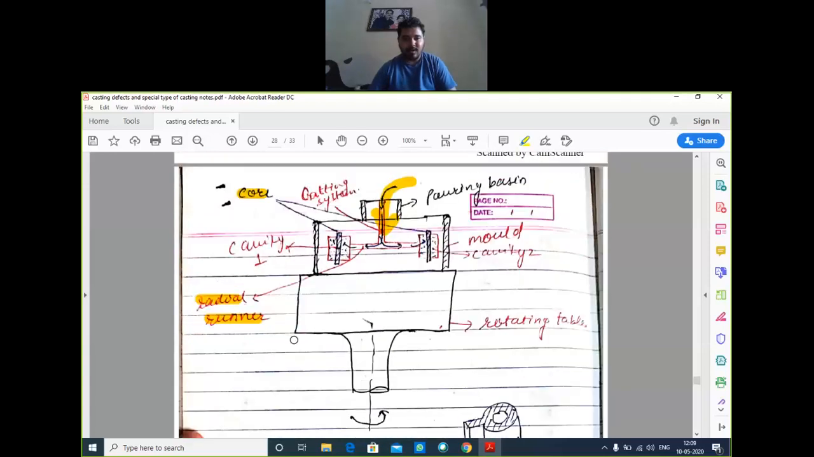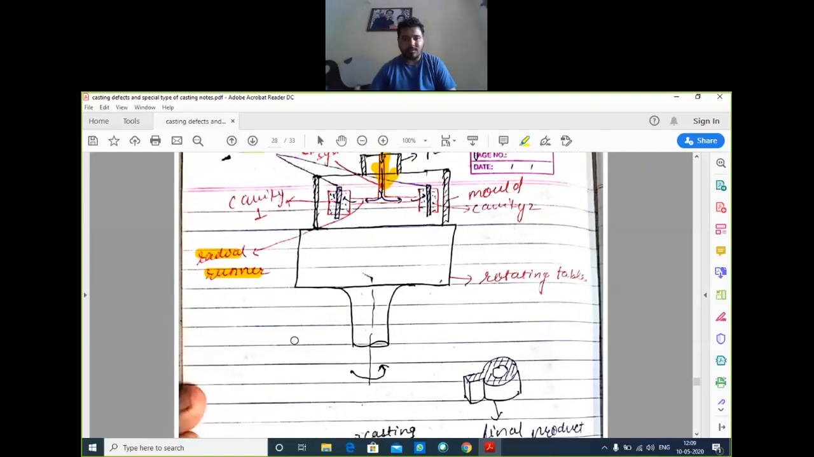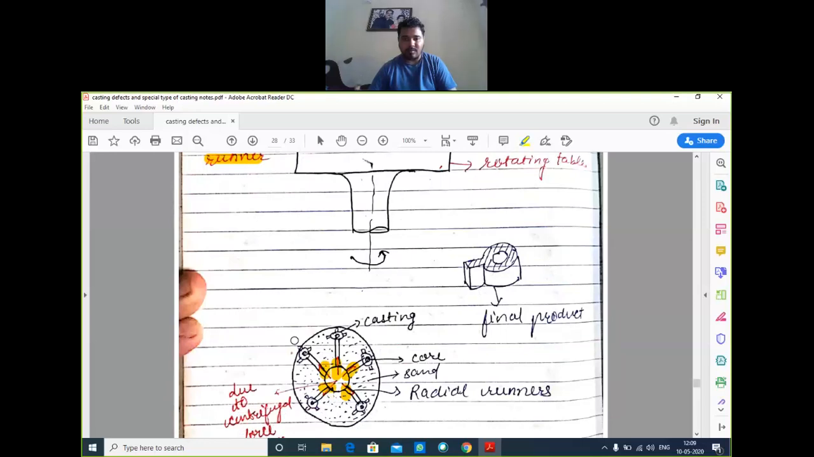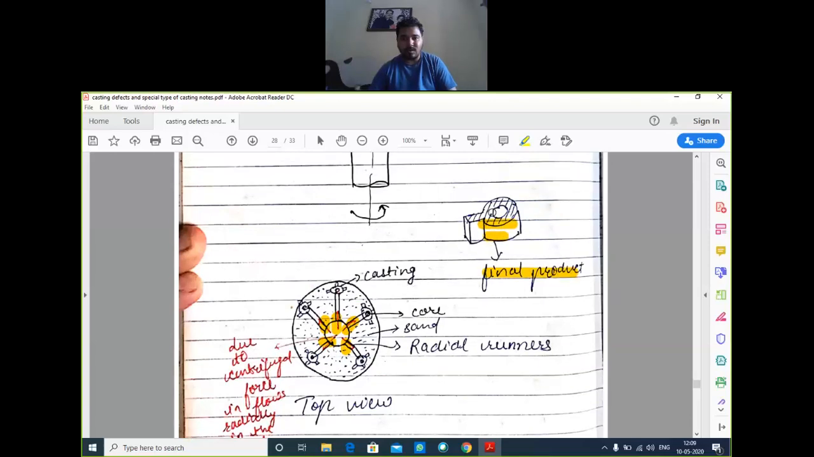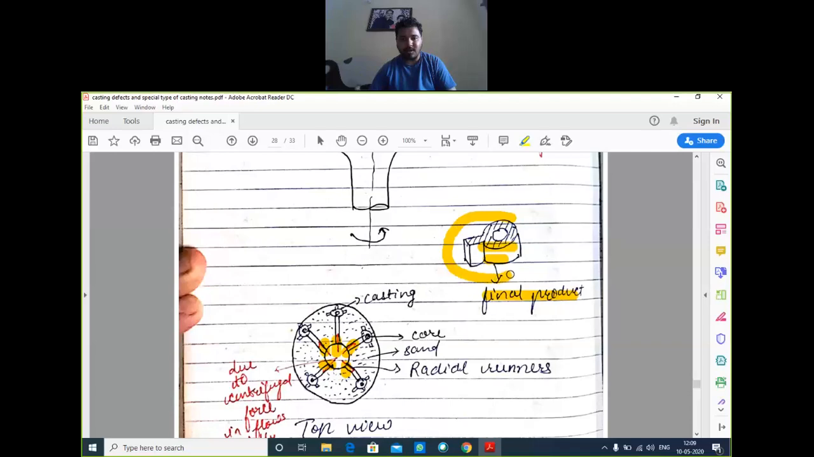And we use the radial runner for mass production. At one time we can make multiple products, so that we get mass production. With the help of the centrifugal action, the molten metal will pour in the periphery of this top view. After solidification, we get the product like this. If we use a cavity of this shape, we get the product like this.